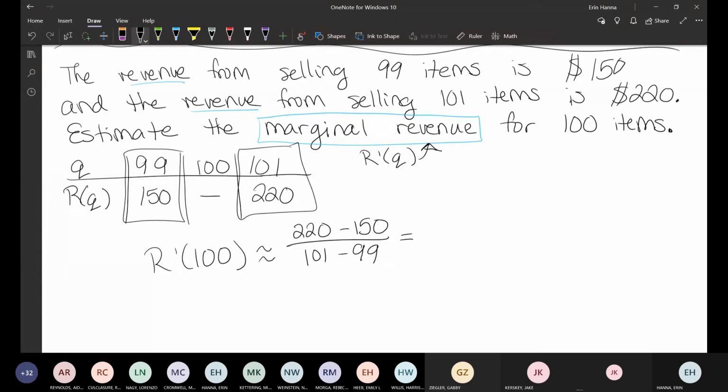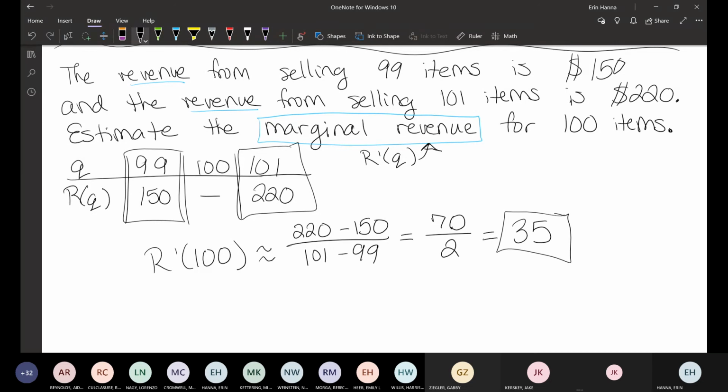So what is that? 220 minus 150 is 70, divided by 2, which is 35. So even though we don't know the actual revenue at 100, we can still estimate the marginal one because we know the revenues on either side. So we couldn't do that idea of finding both of them and averaging the two, but this is the next best thing, which actually usually comes out to being equivalent. But anyway, we would just estimate using the only things that we have.